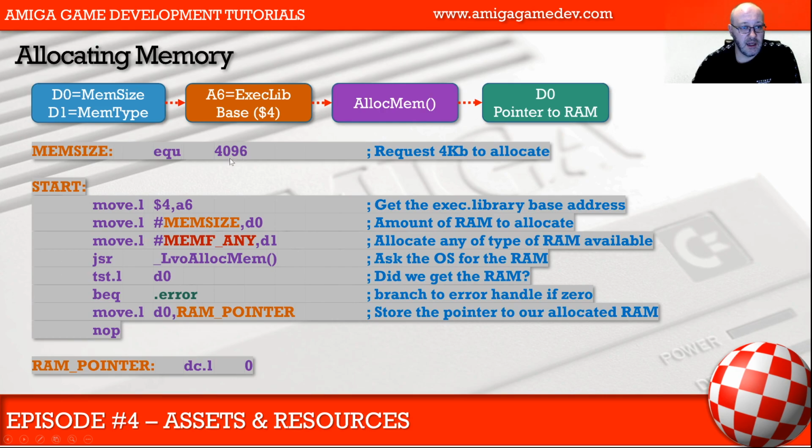So mem size equals 4K, that's what you want to allocate. And reading $4 into A6, and then we set our mem size in D0, then we say MEMF_ANY in D1. JSR LVO AllocMem. I do apologise, there should be an A6 in there, so I will correct the slides before I upload them. And then we check to see if there was an error. If there was no error, we store our pointer to where our RAM was, and we can take that for later use. So yeah, that's typically how you do that.